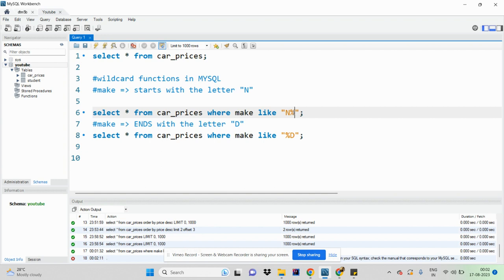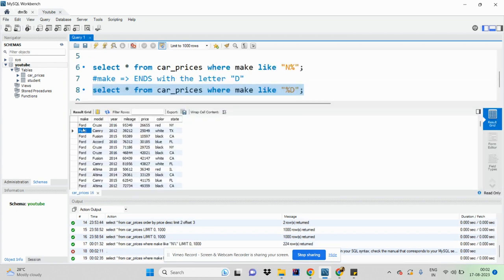So what is the meaning of percentage D? In front, from the start till just before the last character, it can be any number of characters, but I want D at the last. If I execute this, I'm getting 4, because these end with D. Okay, so starting and ending is fine.